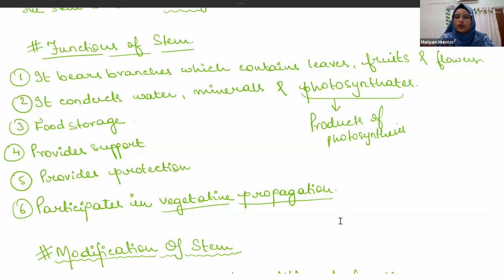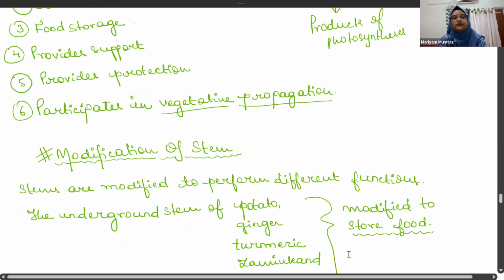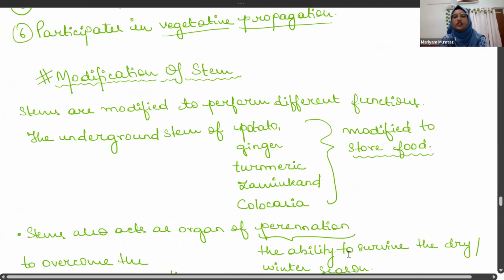Because, see, I told you the main function is conduction, right? The main function is also structural. But as I said, the main function of the roots was also conduction, but they stored food too, being a modification of it. Same way for the stem also. The stems are also modified in certain ways in which they can store food also. Clear? Yes. Okay.